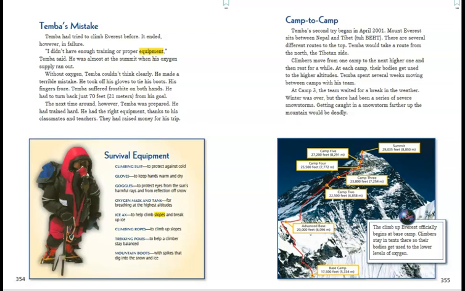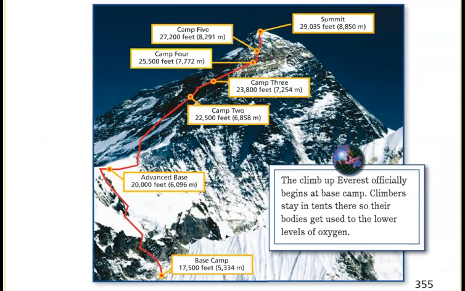Temba spent several weeks moving between camps with his team. At Camp 3, the team waited for a break in the weather. Winter was over, but there had been a series of severe snowstorms. Getting caught in a snowstorm farther up the mountain would be deadly. Ooh. And I zoomed in on this diagram that will help us to see the camps up close a little bit better. And it tells us in our little fact box, the climb up Everest officially begins at base camp. Climbers stay in tents there so their bodies get used to the lower levels of oxygen.